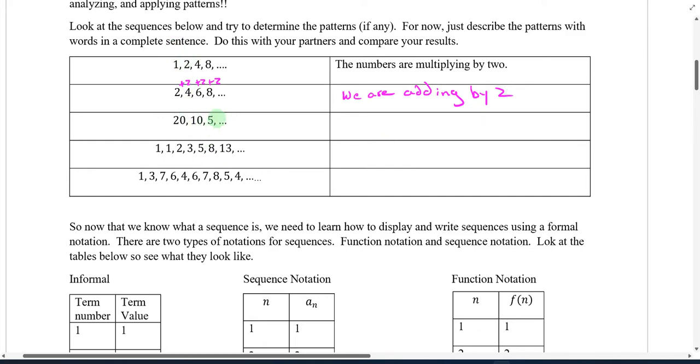So let's take a look at the next one. This one goes 20, 10, 5. And if we're identifying the pattern in this one, we notice that it is being cut in half each time, right? So if I were to do 20 divided by 2, I'd get 10, then 10 divided by 2, we get 5. Then if we were to continue the sequence, we would continue dividing by 2. So the numbers are dividing by 2.